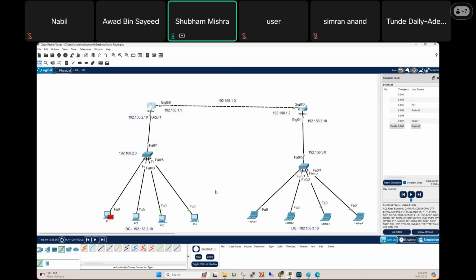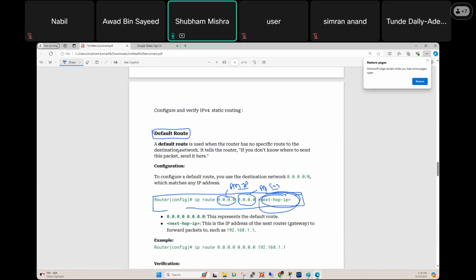Shubham, on the routing table we know the default route is 0.0.0.0. After that, that's for static routing, right? No, please understand one thing. Don't understand it like this. There are two ways we can assign the routes manually: that is called default route, and that is called static route.